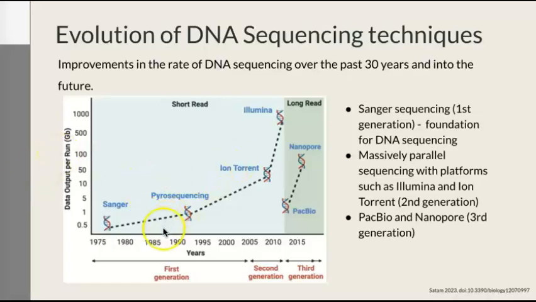And then we progressed and started moving into massively parallel sequencing. This is when we started getting into next-gen sequencing. This allows for millions of DNA fragments to be sequenced at the same time, hence the parallel sequencing. We are now entering the 3rd generation right now. And the 3rd generation is also known as long read sequencing.